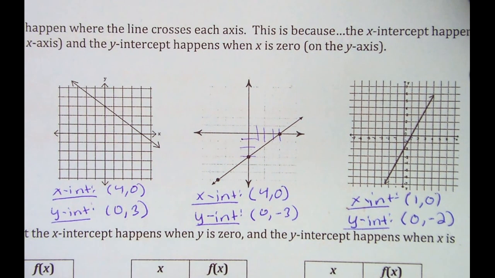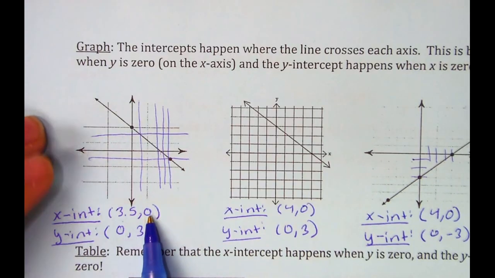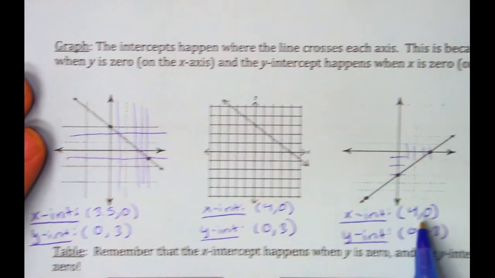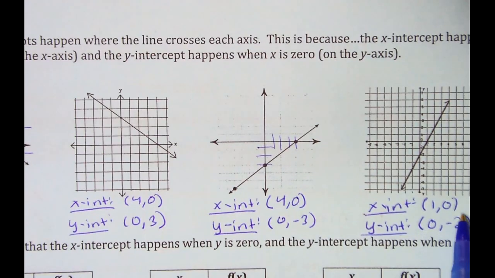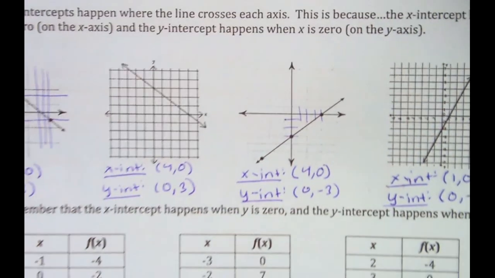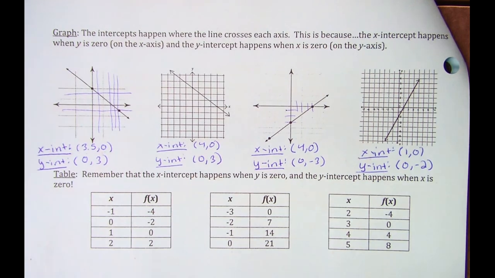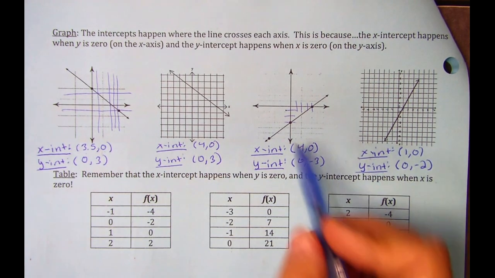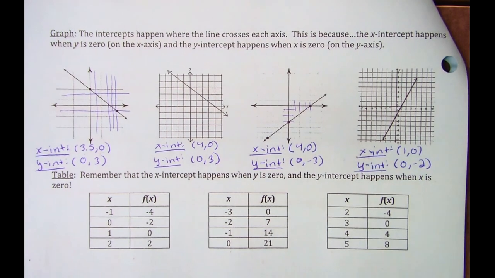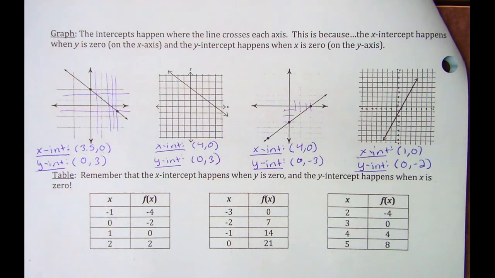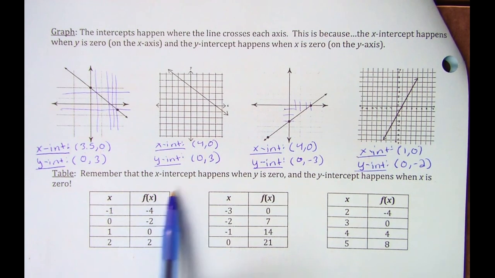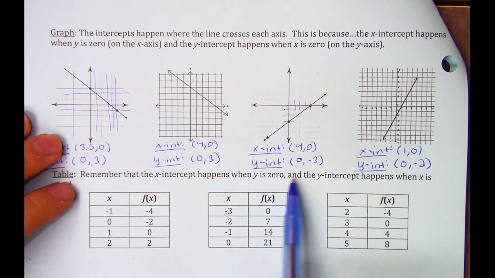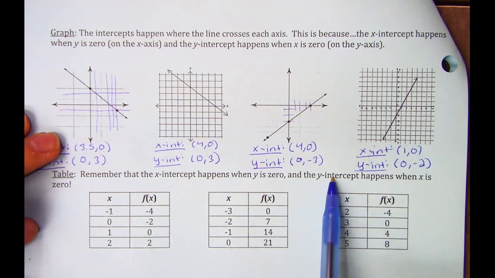Notice that in all of these cases, if we go back to our key point, the x-intercepts happen when the y-coordinate is 0. There, there, there, and there. And the y-intercept is happening when the x-coordinate is 0. There, there, there, and there. So if we keep the same thought in mind, let's look at these tables. Remember that the x-intercept happens when y is 0, and the y-intercept happens when x is 0.